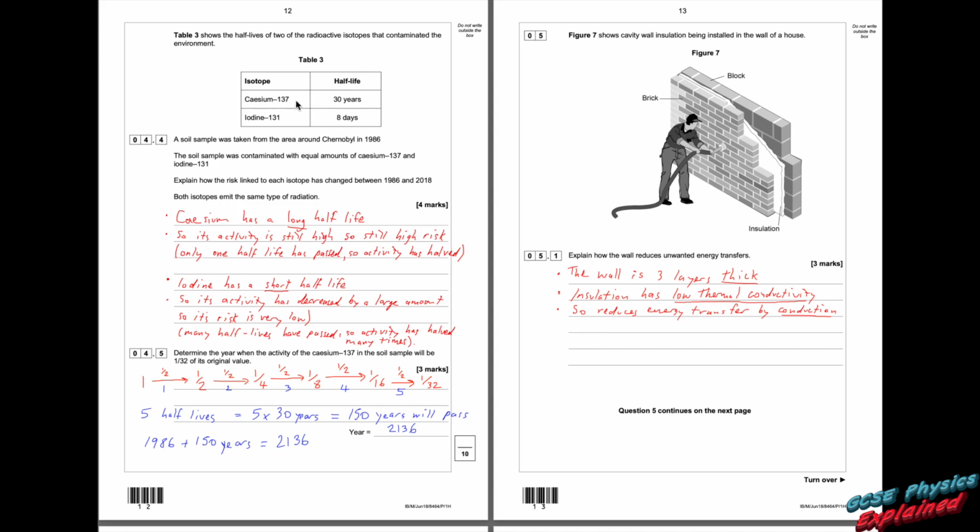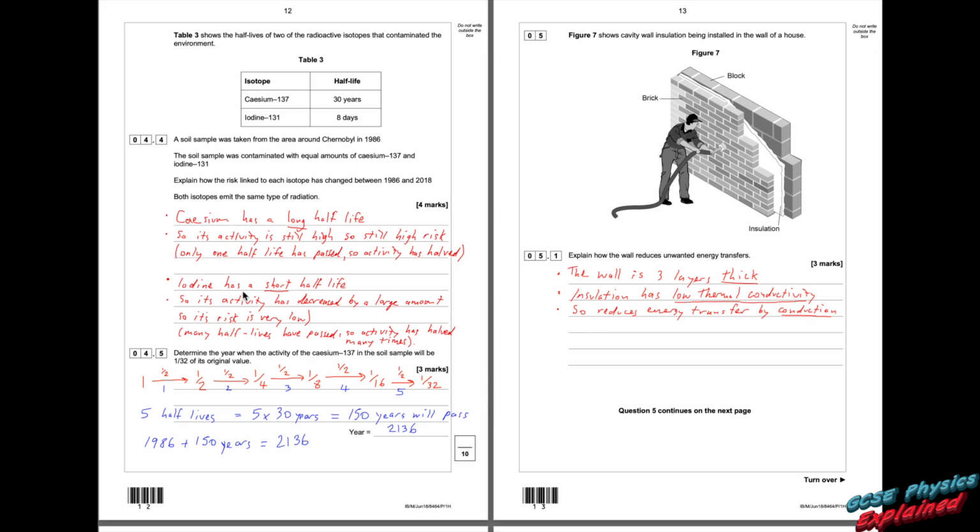Now you can see cesium's got a half-life of 30 years and iodine's got a half-life of 8 days. So it's been 32 years since the disaster. Now, cesium has a long half-life, so its activity is still high, so it'll still have a high risk. And since it's been 32 years, only one half-life has passed, so the activity now is roughly half of what it was back then.